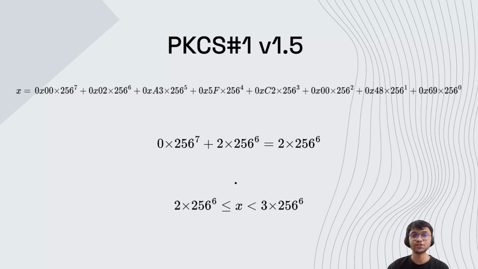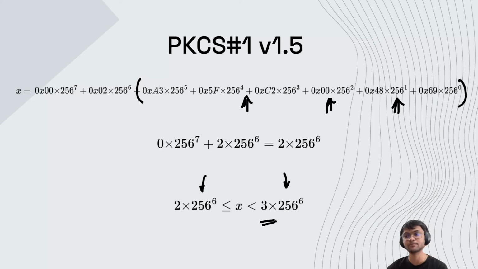To sum up our discussion, the rest of the block that you see here, the delimiter, the padding string, and the plain text, adds some value that is at least this and at most just less than this value. Since the byte is fixed, it cannot be greater than this value. This is the range of the plain text, or the encrypted block.